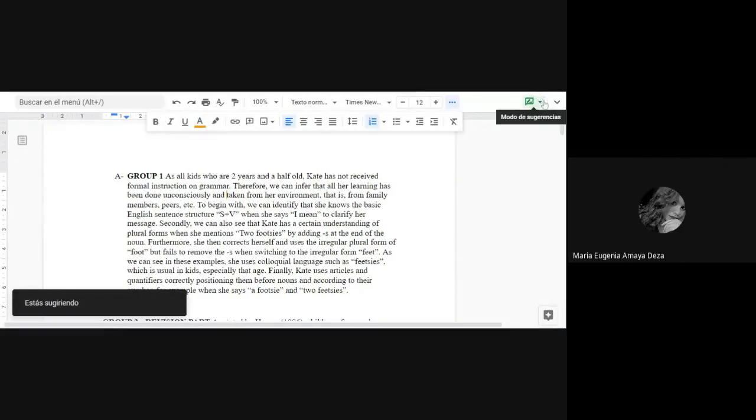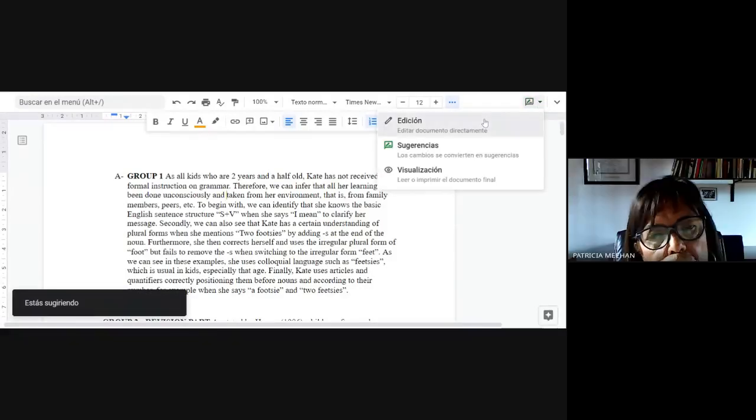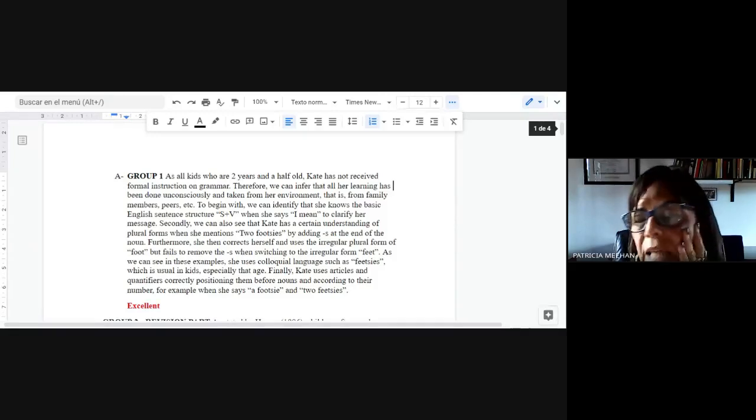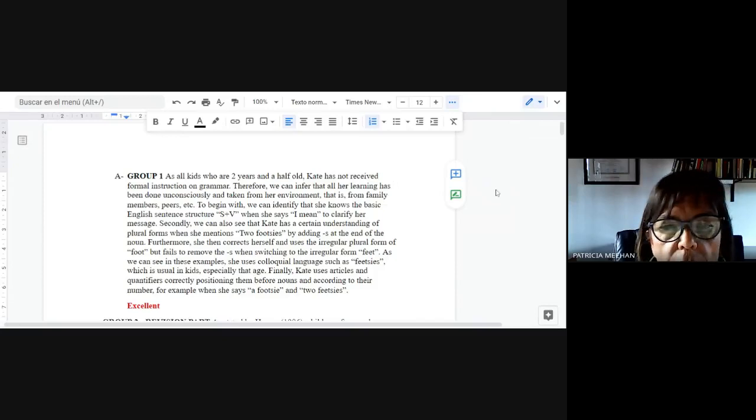"To begin with, we can identify that she knows the basic English sentence structure, subject plus verb, when she says, I mean, to clarify her message." Okay, so that comes from universal grammar, built-in grammar. It's knowledge of syntax. Go on.